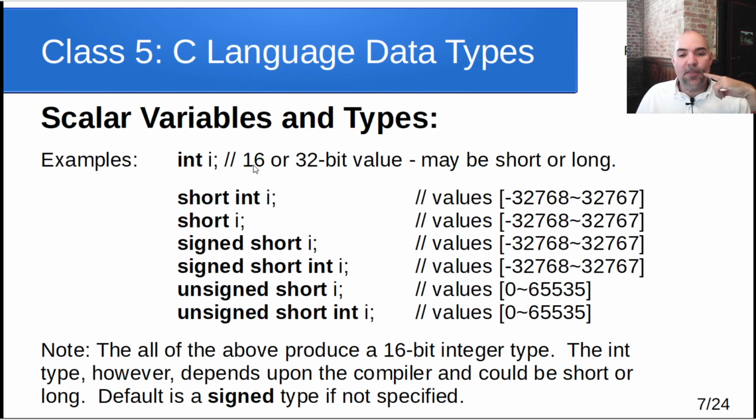Now, one interesting thing is that the default is always signed. So if you don't specify signed or unsigned, you're always going to get signed. But if you don't specify short or long, on GCC, you're going to get long. On another compiler, you might get long. On other ones, you might get short. So to be safe, if it matters that it's short or long, specify short or long. And we'll talk about that more in just a minute.